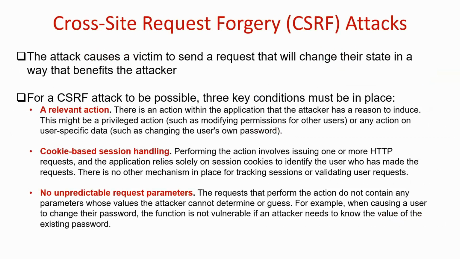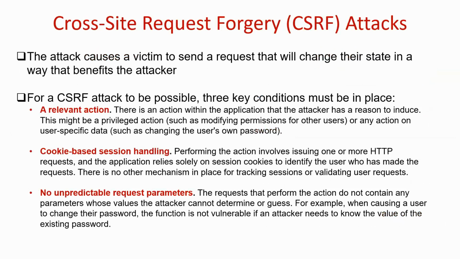For this attack to be possible, three conditions must be in place for the attacker. First of all, there must be an action in the system that the attacker would like to exploit. For example, a system that allows someone to send a financial transaction, send money or funds to someone else. Any kind of action that the attacker would like to exploit, such as entering your username and password, or modifying permissions. Any action that the attacker would have an incentive to exploit.